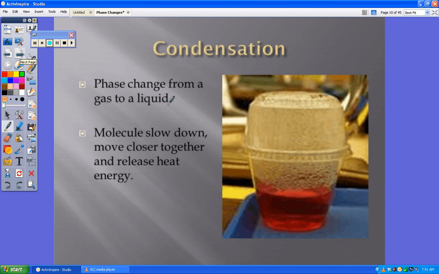Condensation is a phase change from a gas to a liquid. You most commonly see this on a glass of ice water in the warm summer day where it's humid out. Molecules slow down, they move closer together, and there's a release of heat energy in terms of the water as it makes its transition.